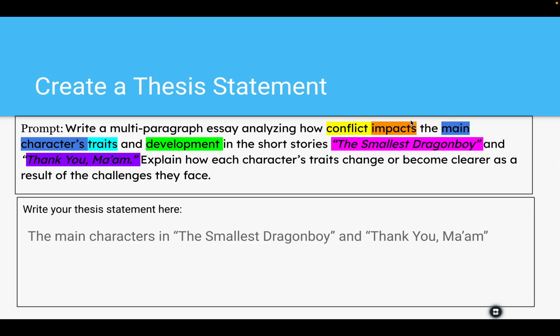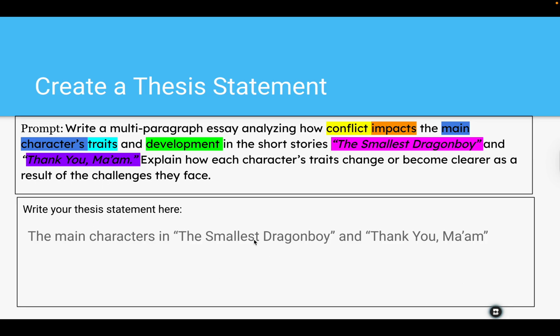Okay. The next thing you're going to do is use those words to write your very own thesis statement. It says write a multi-paragraph. Oh, that's already the prompt. We've read it. Okay. So I gave you a sentence starter that you can use, and use a text box to complete the sentence. We already have characters in there, and then the two stories.